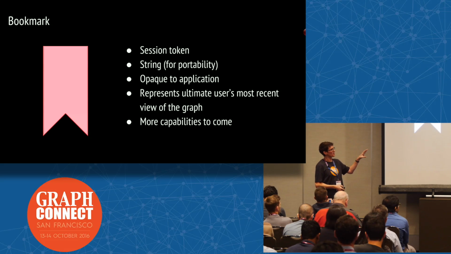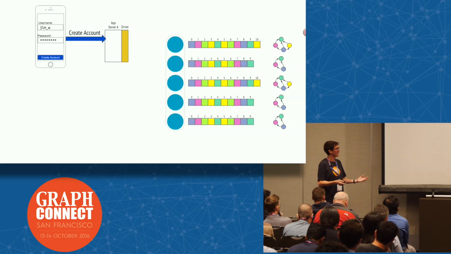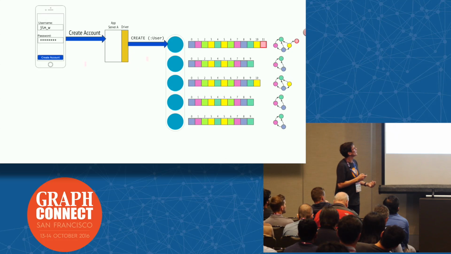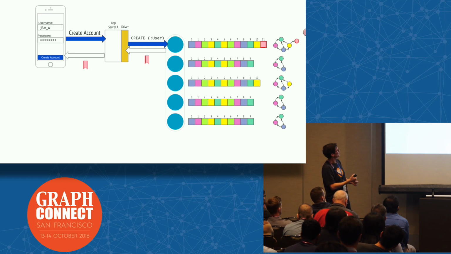With something like this, we can do something really powerful in the overall architecture. If we go back and try again, the same situation that Max just went through, with the same diagram, but this time, once we create the user, when we come back from the database, we're going to get this little red bookmark thing, and it's going to come back out.